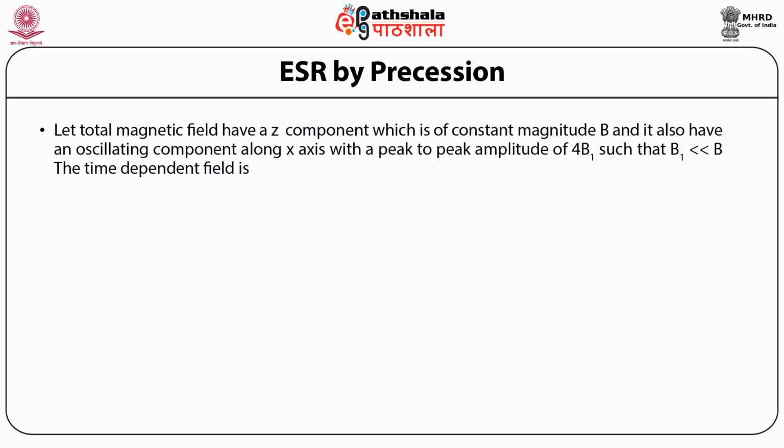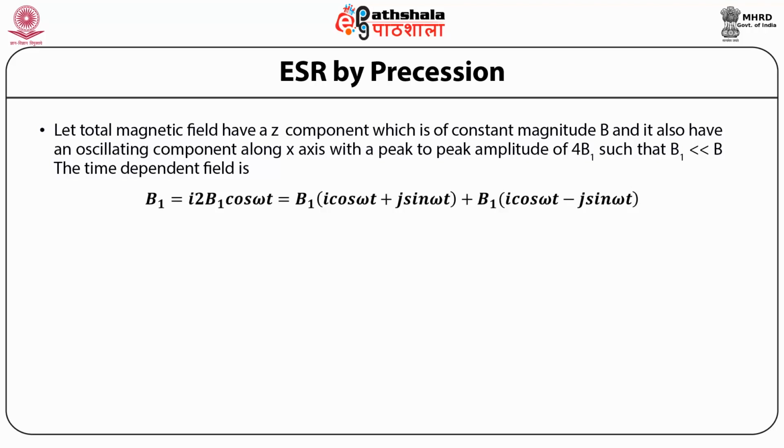Let the total magnetic field have a Z component of constant magnitude B, and also an oscillating component along the X axis with a peak-to-peak amplitude of 4B1, such that B1 is quite less than B. The time-dependent field is B1 equal to i 2B1 cos omega t, equal to B1 (i cos omega t plus j sin omega t) plus B1 (i cos omega t minus j sin omega t).